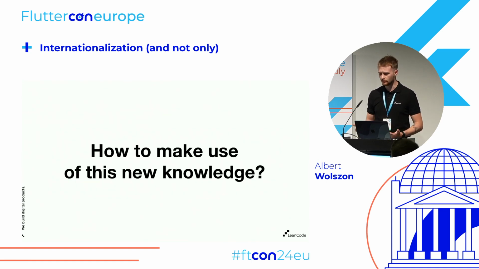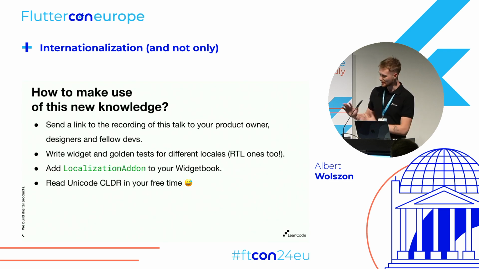But how to make use of all this knowledge? Well, firstly, please send the link to the recording of this talk to your product owner and designer, so they are also aware of all these differences and they don't look weirdly at you when you say that, hey, this is going to look bad on some of the locales. Make sure to write widget tests and goldens also for different locales, maybe the right-to-left ones, so that you make sure that you don't get any overflow errors when displaying some UI and it looks correct and doesn't throw anything. If you're using Widgetbook, you can also add the localization add-on that allows you to switch between all the different locales for your components or maybe pages.